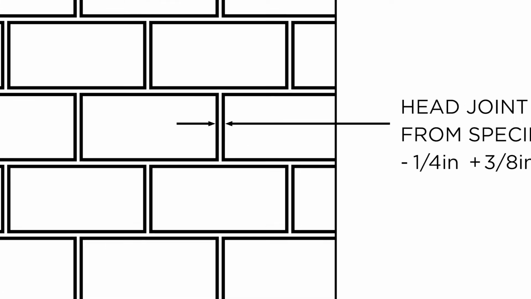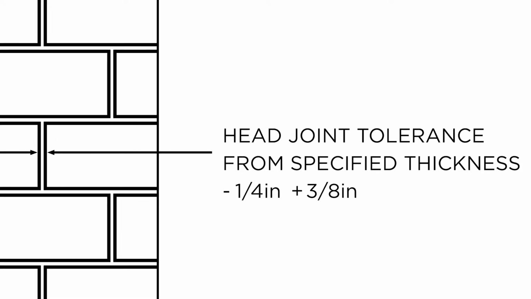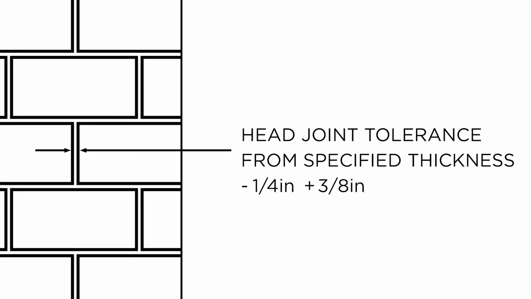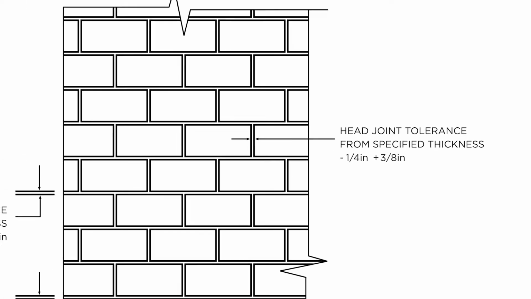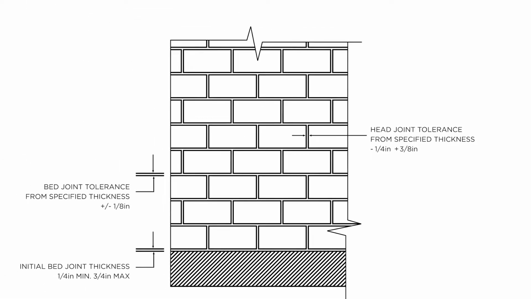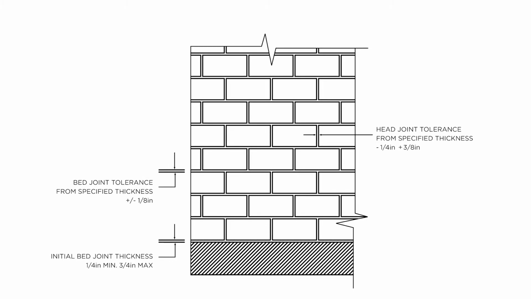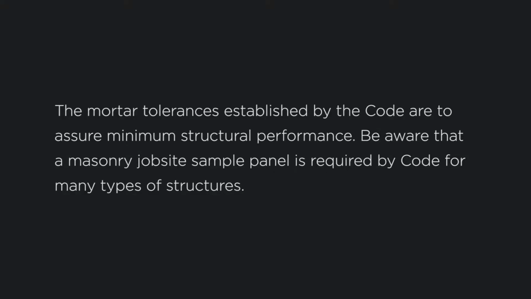inch. In clay, concrete, or stone masonry, head joint thickness is permitted to vary from the specified value by minus 1/4 of an inch and plus 3/8 of an inch. When the specified thickness is 3/8 of an inch, head joints must have a thickness between 1/8 of an inch and 3/4 of an inch. The mortar tolerances established by the code are to assure minimal structural performance.